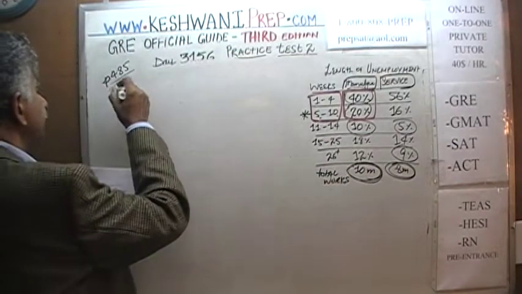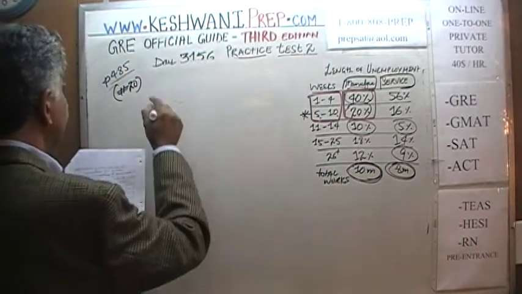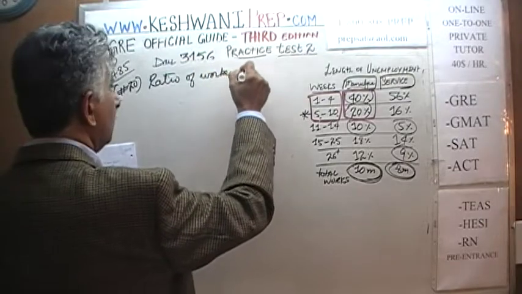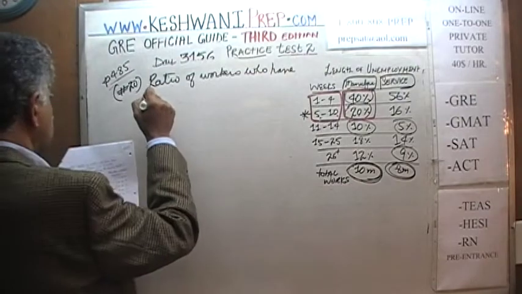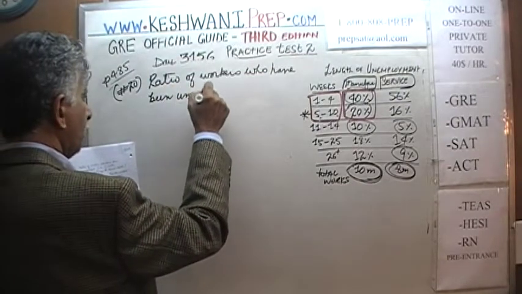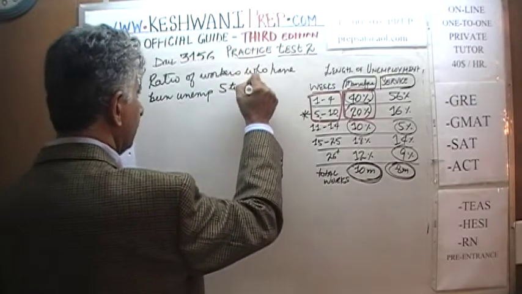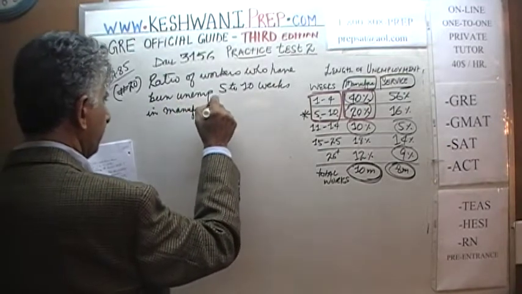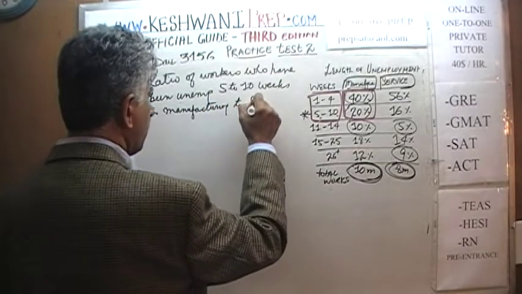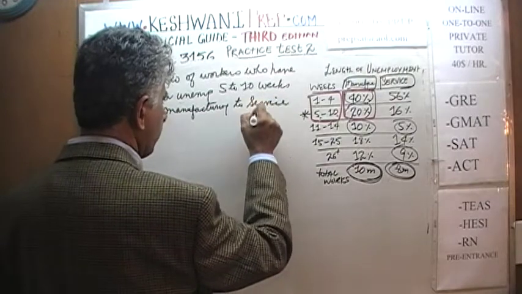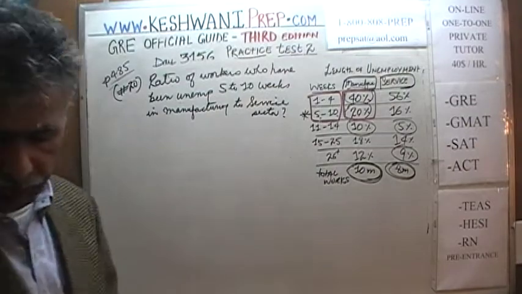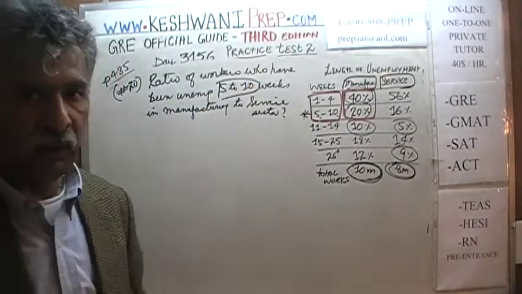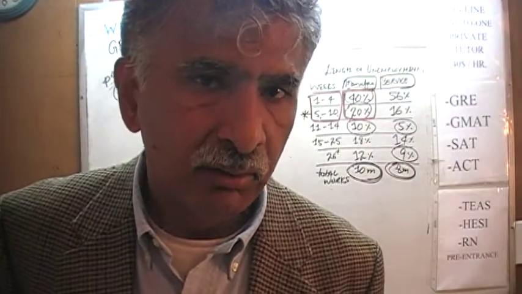Number 20 says, ratio of workers who have been unemployed 5 to 10 weeks in manufacturing sector to service sector. That's it. We're simply looking for the ratio of the number of workers who have been unemployed for 5 to 10 weeks in the manufacturing sector to the service sector, the ratio of the two quantities.